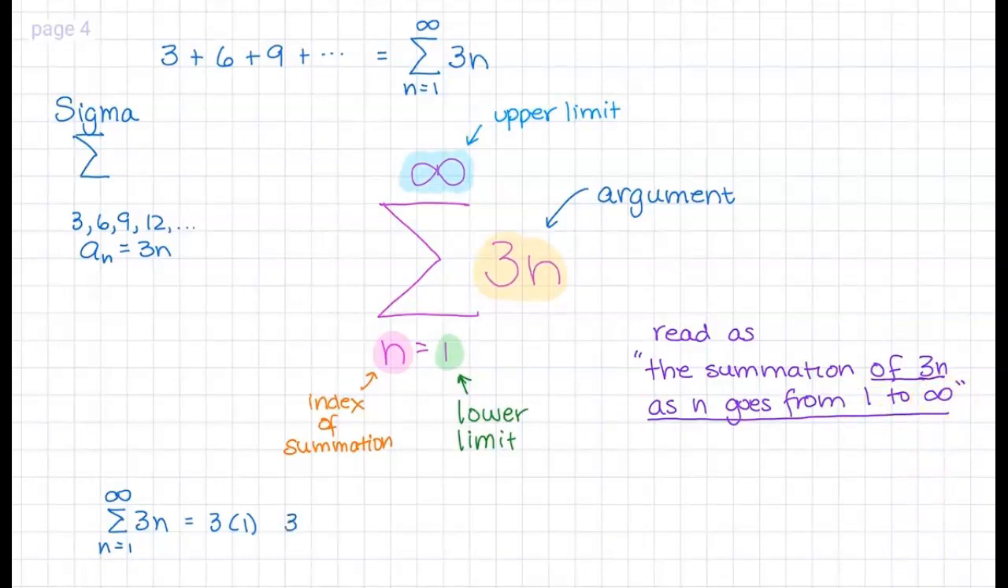So it's going to increase by 1, so you're going to have 3 times 2. And then you're going to have 3 times 3. And then you're going to have 3 times 4. And then you're going to have 3 times 5. And so on and so on. This is going to keep going. And this is the summation, so you put plus signs in between.